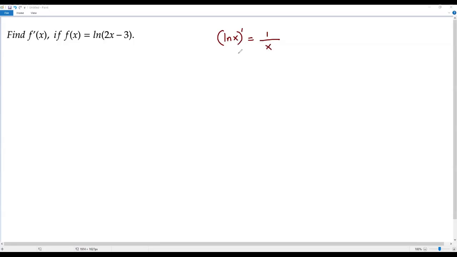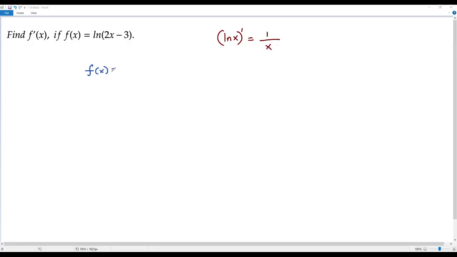Also, we can use this rule to get the derivative of a logarithm only if the given logarithm is a natural logarithm. Natural logarithm means a logarithm with base e. If there is any other logarithm, with a base other than e, we cannot use this rule to get the derivative. Anyway, in our problem we have a natural logarithm, so we can use this rule to get the derivative of this function.